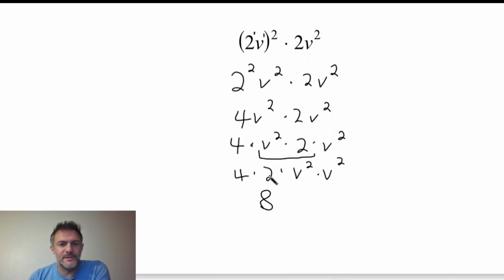These are not exponents. These are just numbers, okay? You're multiplying those. But here, in this case, I have 2 variables that are the same. I am multiplying those together. I can add those exponents. So I end up with v to the 4th power. My final answer here.